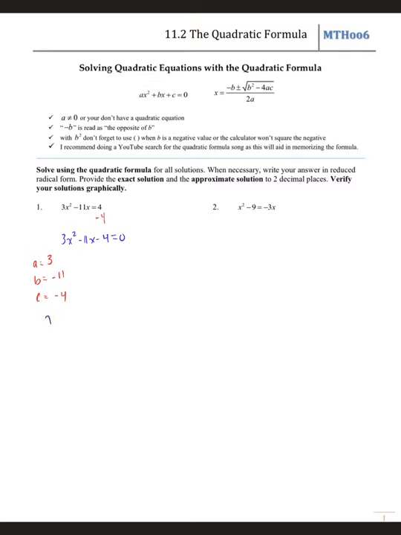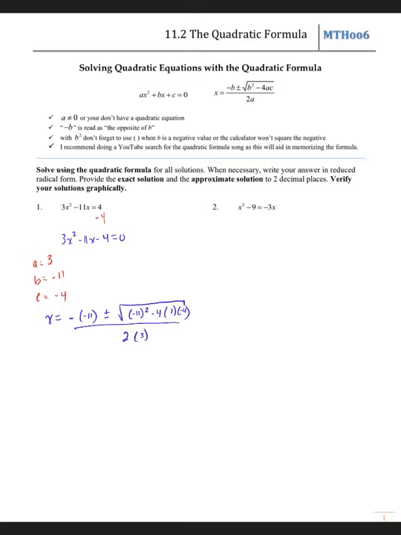So we have x equals negative b. Well, here the b is negative 11, so that's what we have to substitute in, plus or minus the square root of b squared, so negative 11 squared, minus 4 times a times c, and this whole thing is divided by 2 times our a.